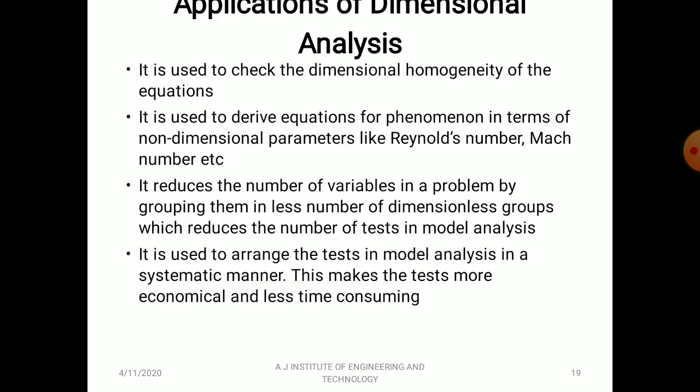Next, applications of dimensional analysis. First application, it is used to check the dimensional homogeneity of an equation, whether left hand side equals right hand side. You can check that using dimensional analysis by using fundamental or secondary quantities. Next, it is used to derive equations for a phenomenon in terms of non-dimensional parameters like Reynolds number and Mach number. As we all know the definitions of Reynolds number and Mach number, those are the dimensionless terms that find application: Reynolds number in forced or natural convection, and Mach number in supersonic, subsonic and sonic flow.